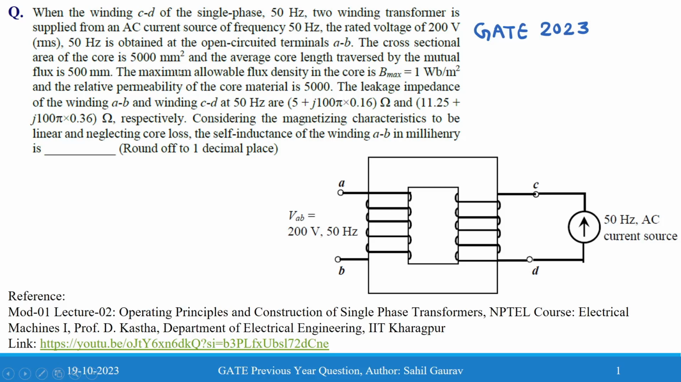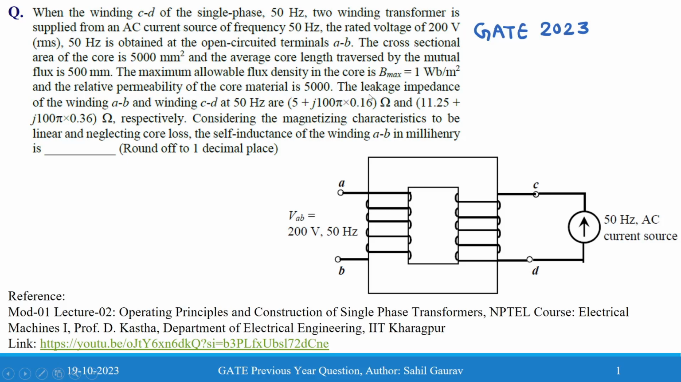The cross-sectional area of the core is 5000 mm square and the average core length traversed by the mutual flux is 500 mm. The maximum allowable flux density in the core is 1 Weber per meter square, that is 1 Tesla, and the relative permeability of the core material is 5000.